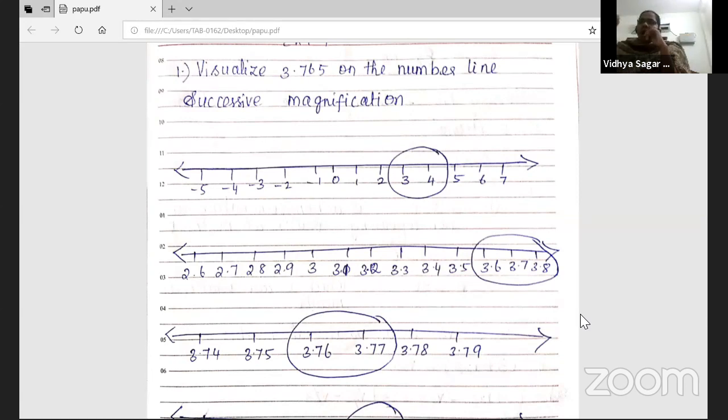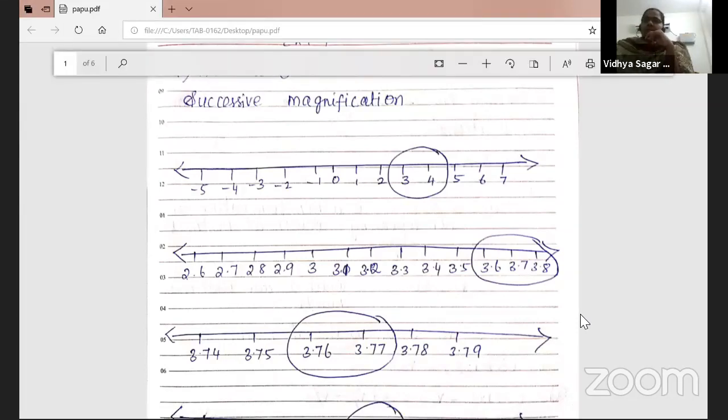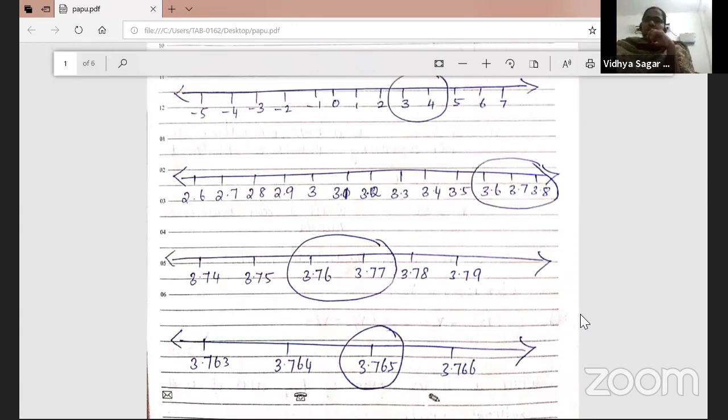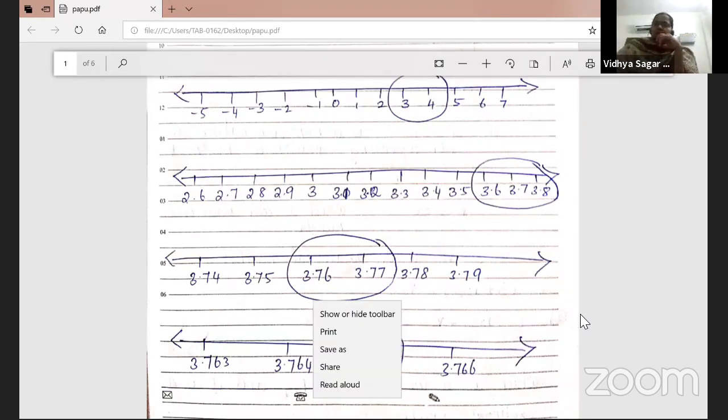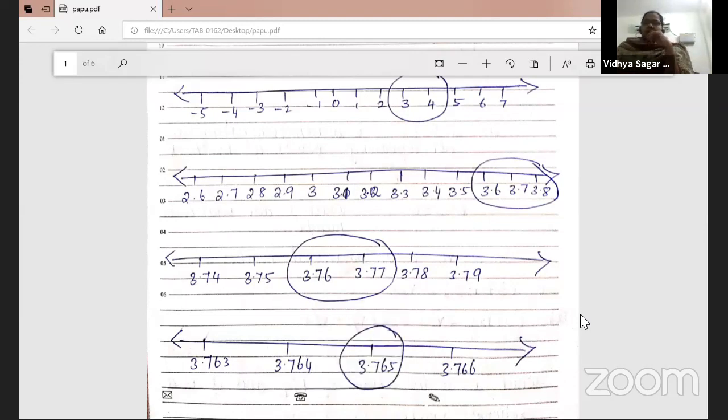Now next, again we will split the interval into 10 parts: 3.74, 3.75, 3.76, 3.77, 3.78, 3.79. So 3.765 will come in between 3.76 and 3.77. I'm marking that. Okay, the next step. Again, we go on to 3.76, meaning 3.761, 3.762, 3.763, 3.764, 3.765. So we can easily plot the point now.